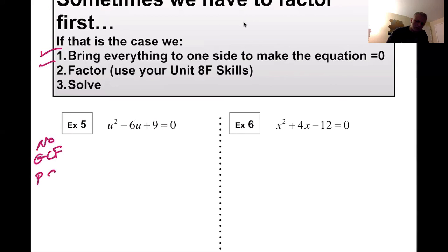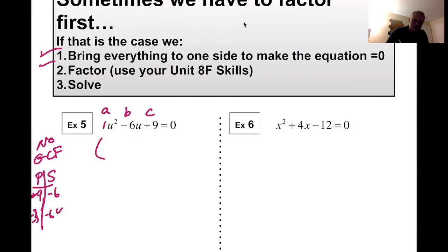I'm going to do product sum. So product sum. 1 times 9 is positive 9. My B term, by the way, that's A and B and C, don't forget them. Your B term, your sum, is going to be -6. So I need two numbers, two factors, who multiply to give me positive 9, but have a sum of -6. Hopefully you can figure out that that's -3 and -3. So -3 times -3 is positive 9. -3 plus -3 is -6, which is what we wanted.